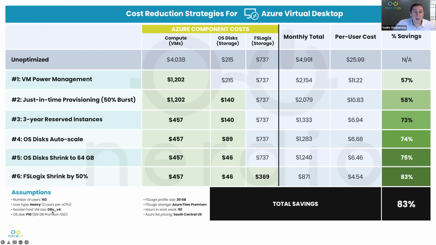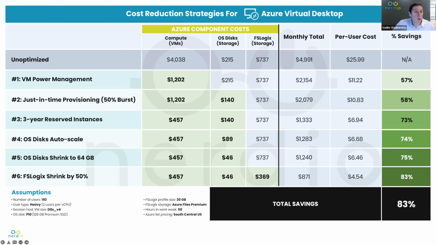We'll be using an 8-core, 32 gig of RAM, Intel-based version 4 VM, the D8 SV4. We're going to attach a premium SSD, 128 gigabyte disk to this VM. We are going to assume a 20 gigabyte profile size for these user profiles. We're going to store those profiles on Azure Files Premium, and we are going to assume that users work an average of 50 hours per week in this deployment, and the pricing will be based on US South Central Azure region.